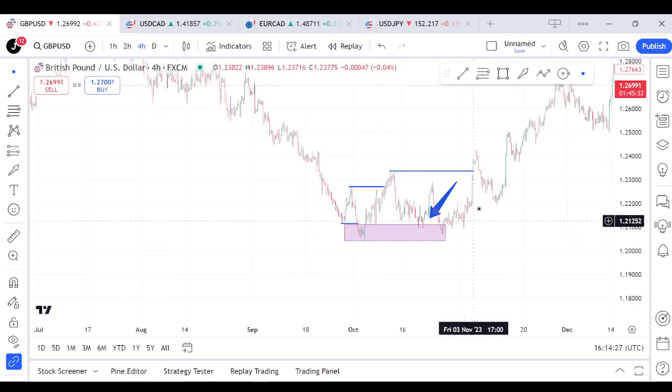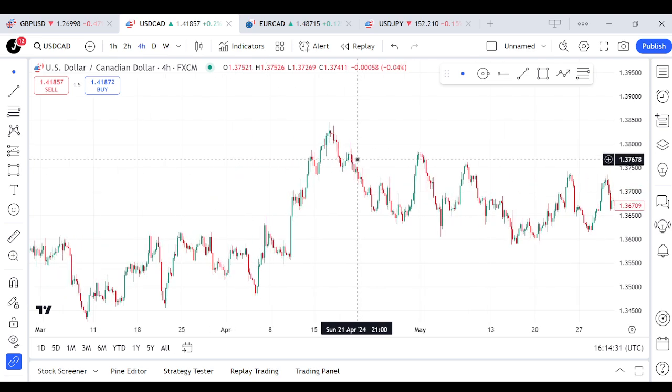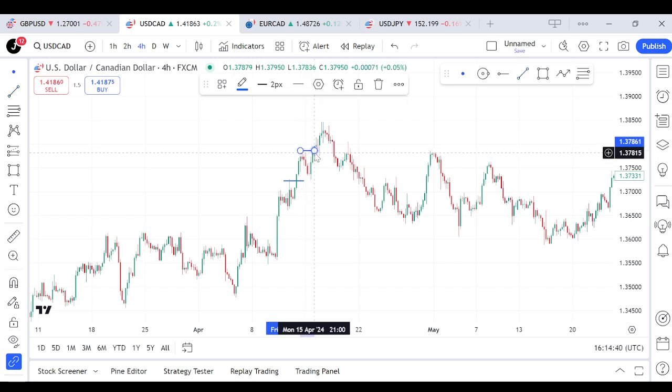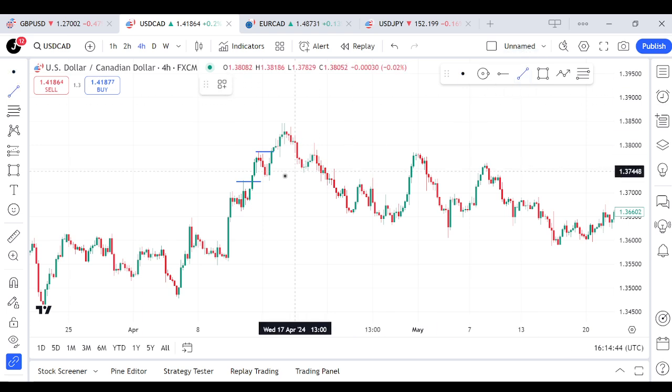So let me look for a bearish example. And you can see this one had a break of structure to the upside, showing that this bullish price action is a strong one. And then we had the break of structure to the downside here.